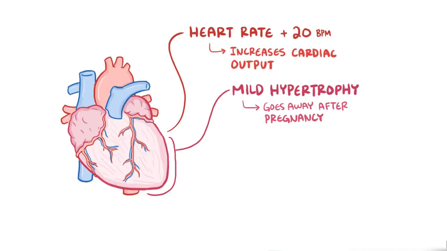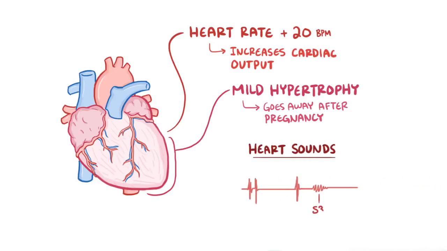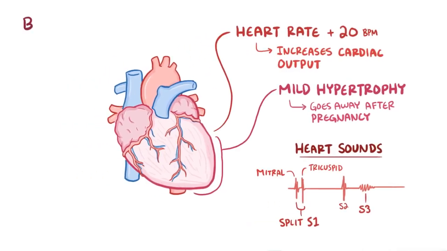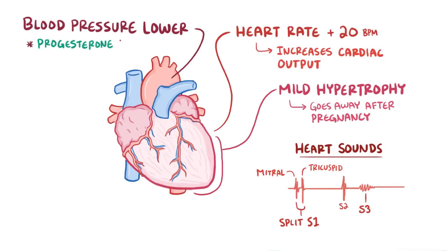This high volume state also explains why there's sometimes a third heart sound, or physiologic S3, as well as a split S1, which is where the mitral valve closes slightly faster than the tricuspid valve. Finally, the blood pressure actually falls a little bit, even though there's more blood getting pushed through them, since progesterone causes those vessels to dilate.